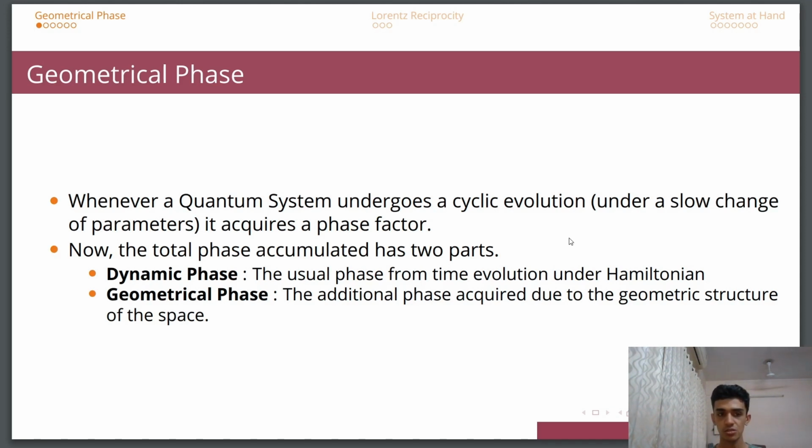Now, this slow change of parameters is usually known as the adiabatic approximation. My state sometimes acquires an additional phase due to the geometric structure of the space. What do I mean by geometric structure? I'll explain this in the later slides, but for now we can take the whole phase obtained and subtract off the dynamic phase. This is what we'll be using, and this is known as the geometrical phase obtained.